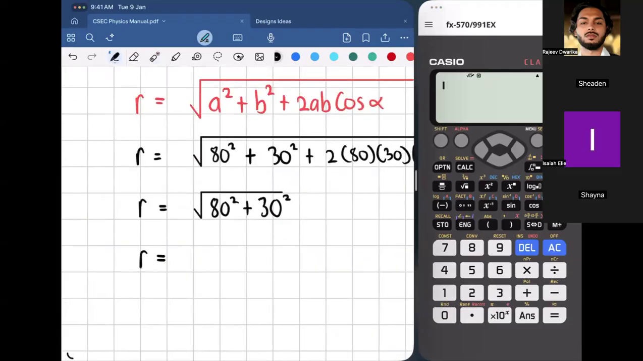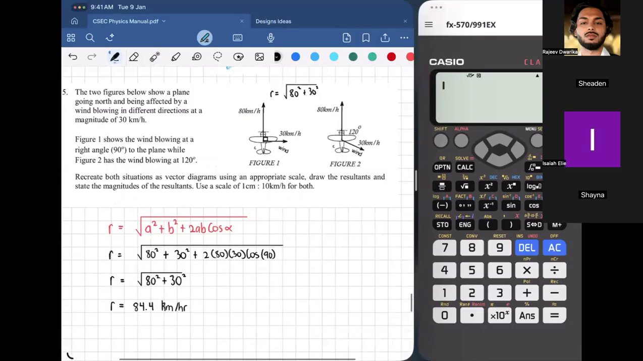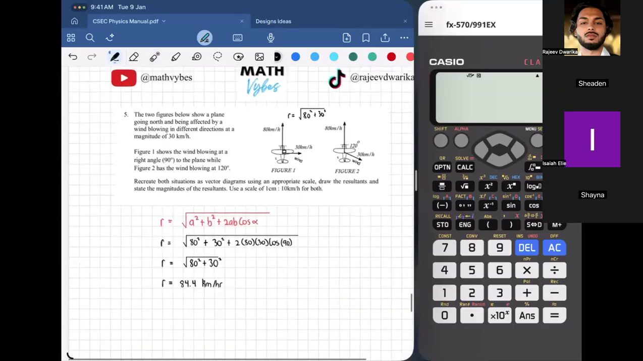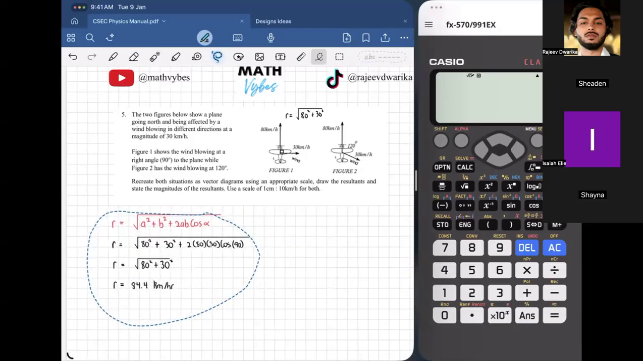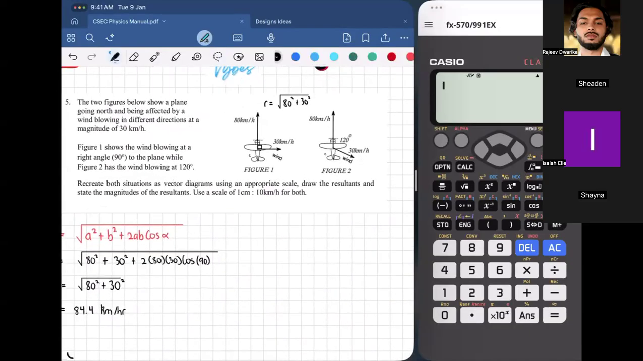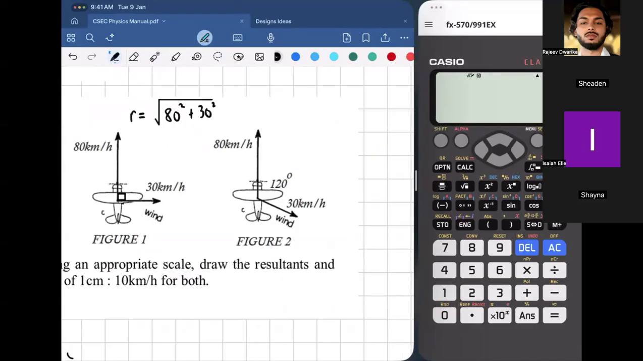So what did you all get for this? Oh, 84.4. 84.4 kilometers per hour. Great. All right. So let's do the other question quickly. Do you all think the other question is Pythagoras theorem or nah? No, sir. Nah.